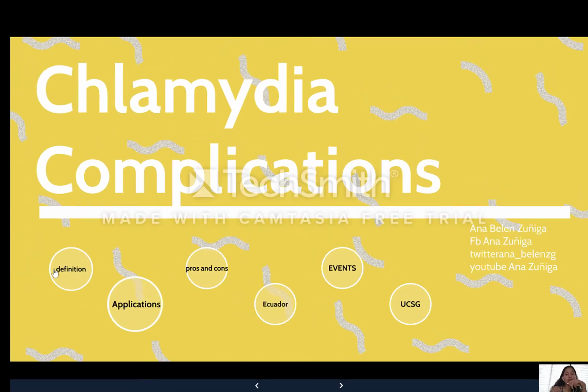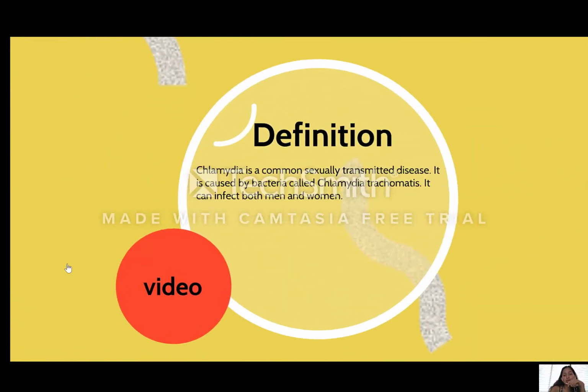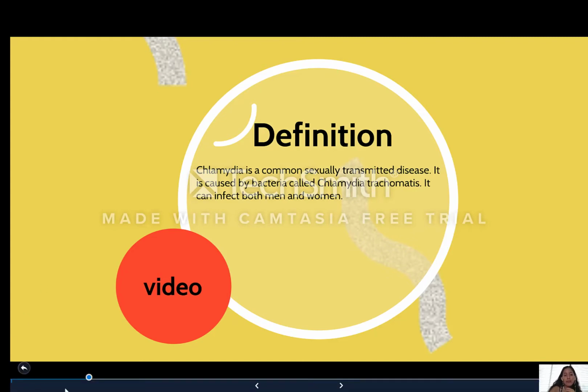Chlamydia complications. Chlamydia is a common sexually transmitted disease. It is caused by bacteria called Chlamydia trachomatis. It can infect both men and women.